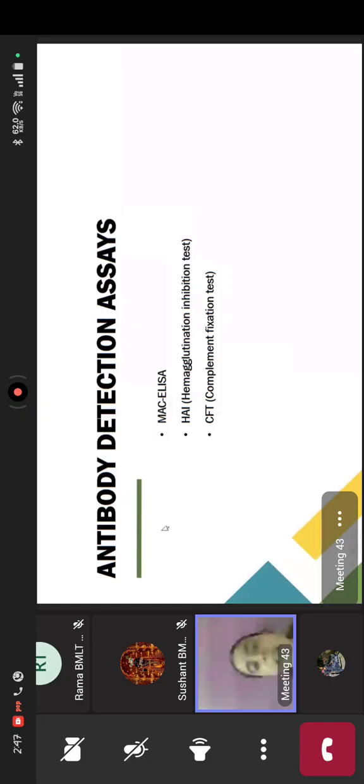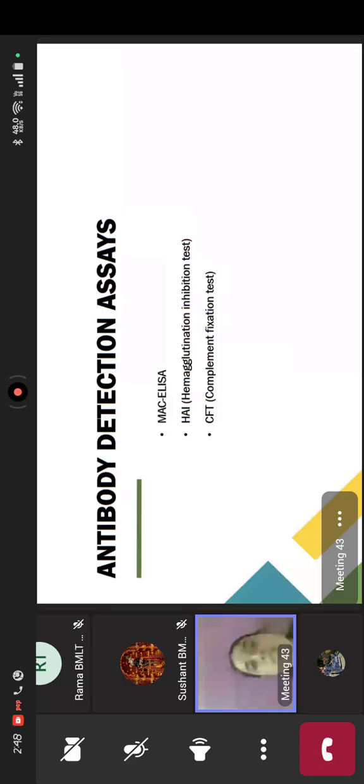Then we have the HAI, hemagglutination inhibition test, and then we have the CFT, complement fixation test. So these are the tests with the help of which we can easily detect the antigen-antibody reactions in the body of a patient who is suffering from the dengue virus, right, students?